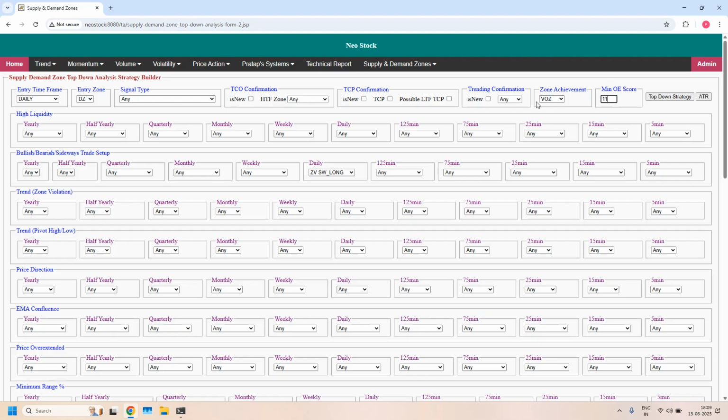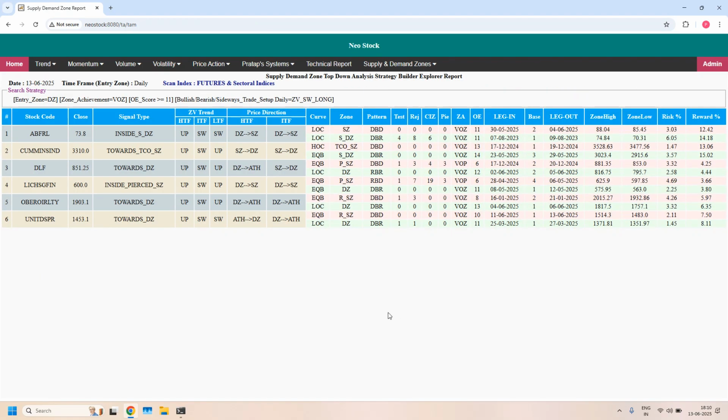Now, because we selected two filters, both these filters are applied to daily demand zone. Let's filter. So 6 stocks are currently supporting sideways long trade setup for monthly income trade, and entry time frame zones are daily demand zones. Next, sideways short trade setup for monthly income trade.